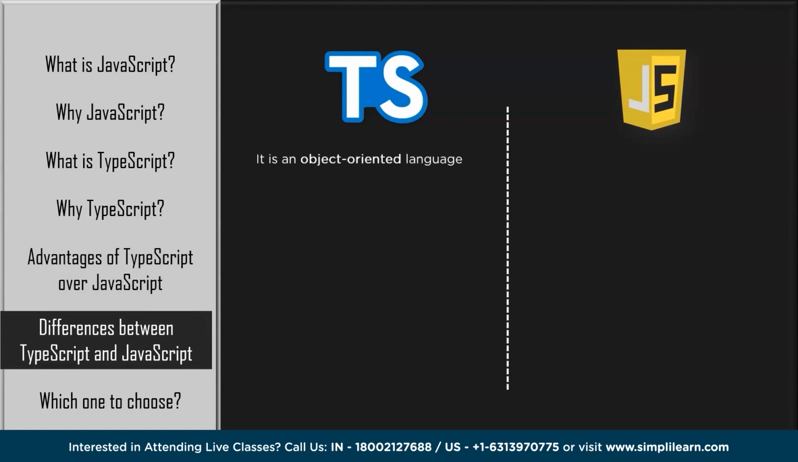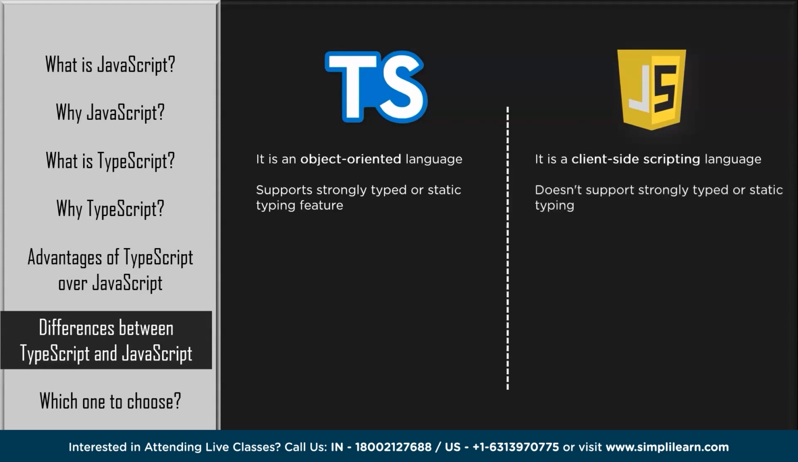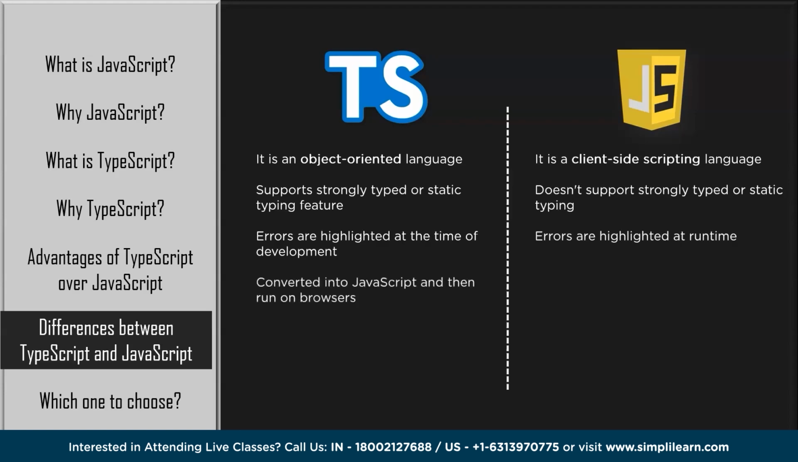Firstly, TypeScript is an object-oriented language, while JavaScript is a client-side scripting language. Now, TypeScript supports strongly typed and static typing features, while JavaScript does not support it. In case of TypeScript, errors are highlighted at the time of development, making it easier for code to run. However, JavaScript highlights errors at runtime.